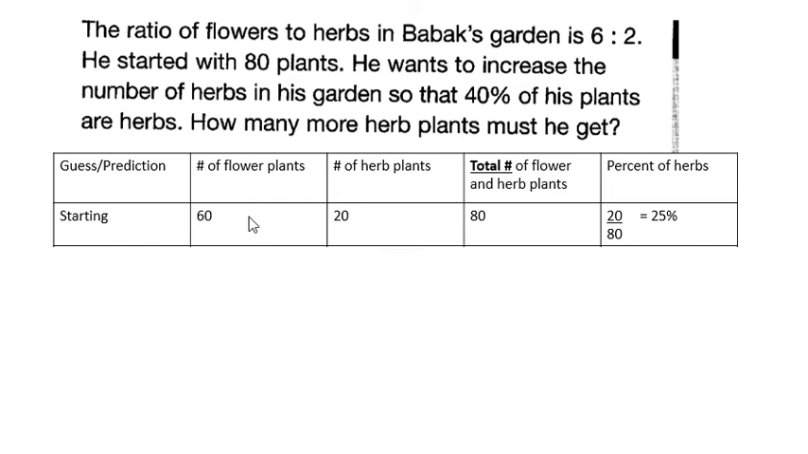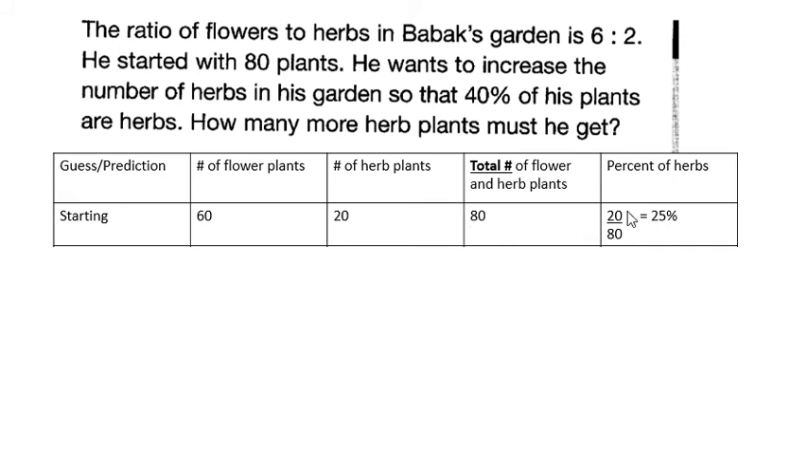So I'm starting with 60 flower plants and 20 herb plants because that is the only way I could get a ratio of 6 to 2 with 80 total plants. So the information we're given from the question is that we have 80 plants right now, and that 80 is flower and herb. So the only ratio of 6 to 2 of flowers to herbs would be 60 flower to 20 herbs. And that's our 6 to 2 ratio, which gives us 80 total plants of flower and herb.